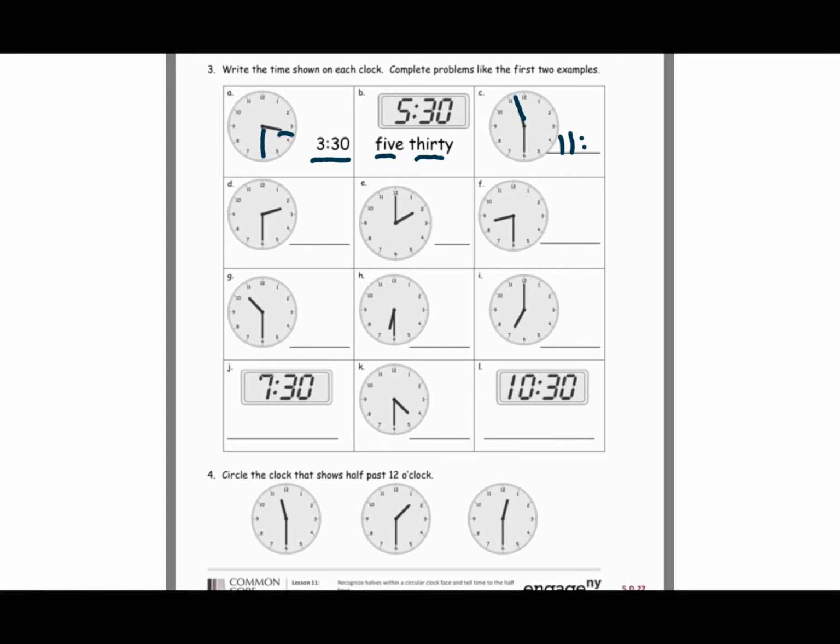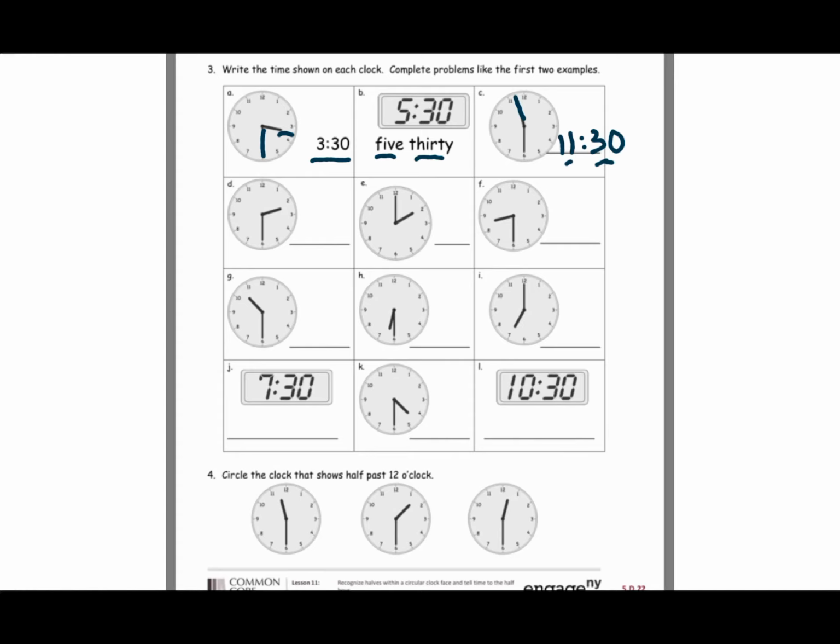Those dots, boys and girls, are called a colon. When they're two dots like that, those are called colon marks. So it's 11:30. And the colon is there to divide the hour from the minutes. They use the colon to divide the hour from the minutes.